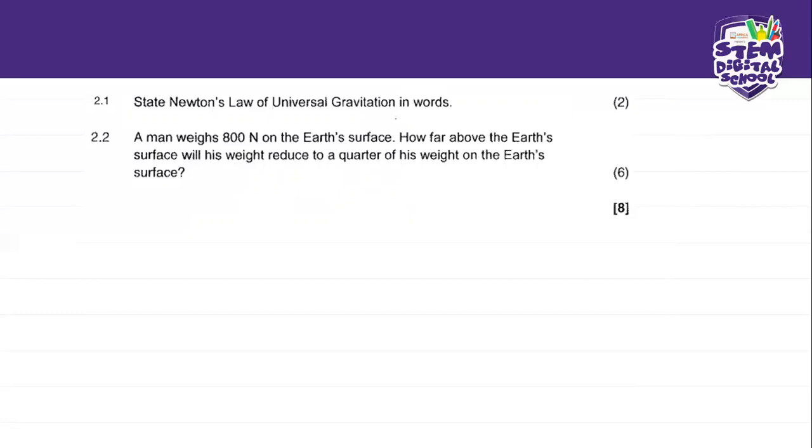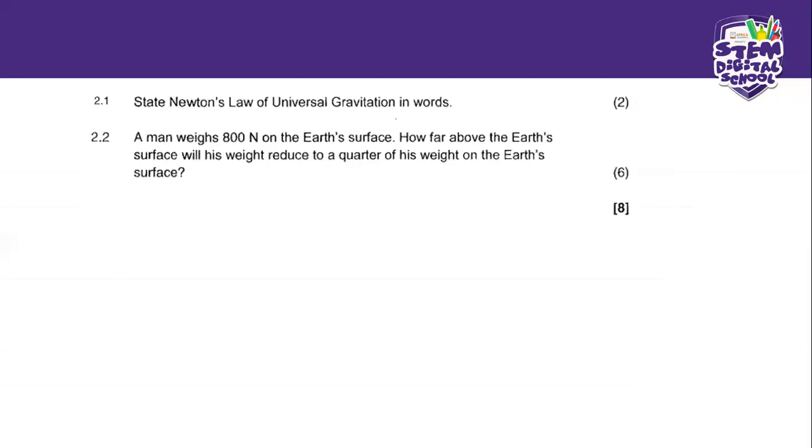And then on number 2.2, it says, a man weighs 800 Newton on the Earth's surface. How far above the Earth's surface will his weight reduce to a quarter of his weight on the Earth's surface? Man weighs 800 Newton on the Earth's surface. How far above the Earth's surface will his weight reduce to a quarter of his weight on the Earth's surface? All of question 2 counts for 8 marks. I hope these questions are very simple for you as you have studied, but nonetheless, it's all self-test.